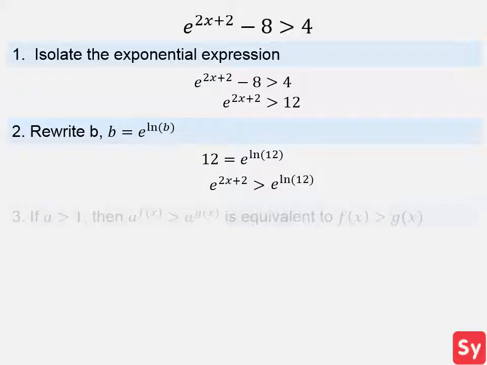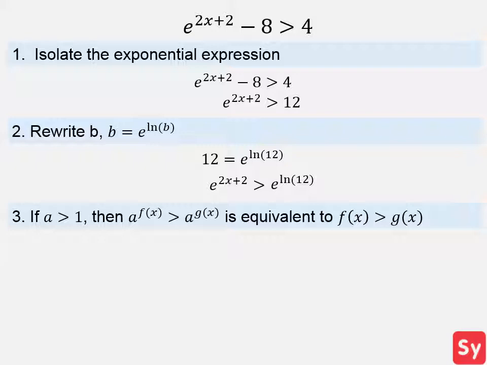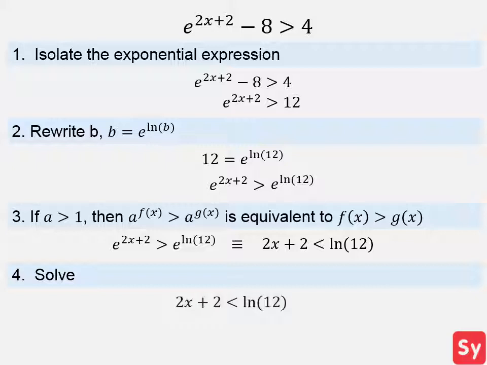Next, we use this rule since a is greater than 1. We have e to the power of 2x plus 2 is greater than e to the power of ln of 12 is equivalent to 2x plus 2 is greater than ln of 12. Finally, we solve this inequality. We subtract 2 from each side and divide each side by 2. And we get x is greater than (ln of 12 minus 2) over 2, our answer.